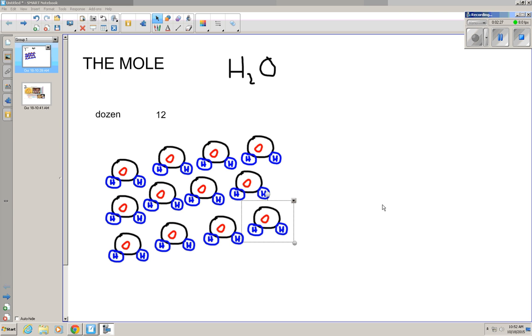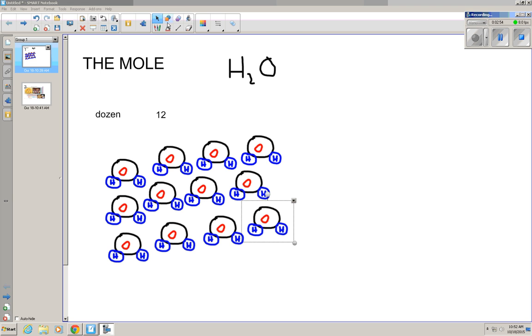So a dozen water molecules, well, frankly, that's not the type of thing we tend to deal with a lot in chemistry. I'm never going to ask you to go and take 12 molecules of water and put it into a beaker. It's not possible to measure out. So in chemistry, we need a bigger term. We need a term which is able to deal with realistic size quantities of materials. And that term is called the mole.